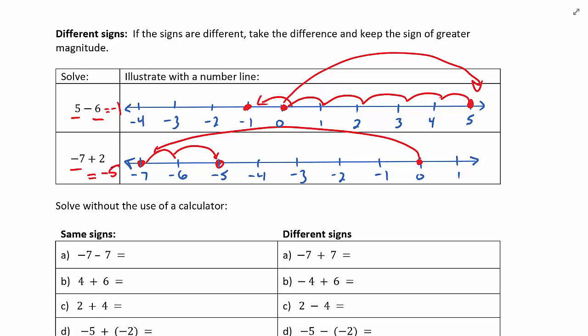So the difference between 6 and 5 is a value of 1. And you can see here, 6 is a larger number than 5 and it is negative, so the answer is -1. Same here, the difference between 7 and 2 is 5. The negative is on the 7, the bigger number, so again, -5 is going to be the answer. Hopefully, this makes sense to you.